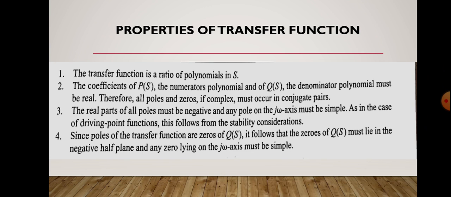That means the transfer function is in the form of P of S divided by Q of S. So Q of S is the denominator polynomial. Poles of this transfer function are the values of S corresponding to Q of S, so at a particular pole, Q of S will become 0. That means the zeros of Q of S must lie in the negative half of the S plane, and if there are any complex conjugate zeros on the j omega axis, they should be simple. This is an important condition for stability. So poles and zeros must lie on the left half of the S plane.